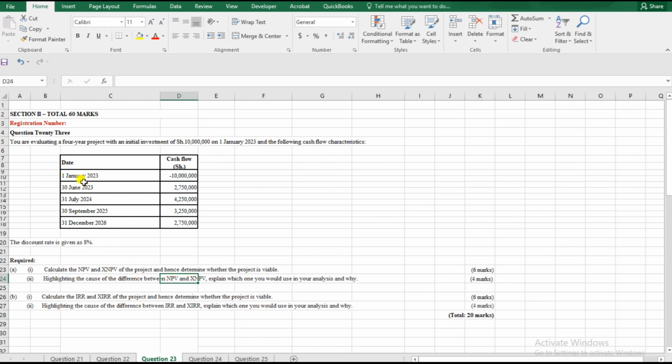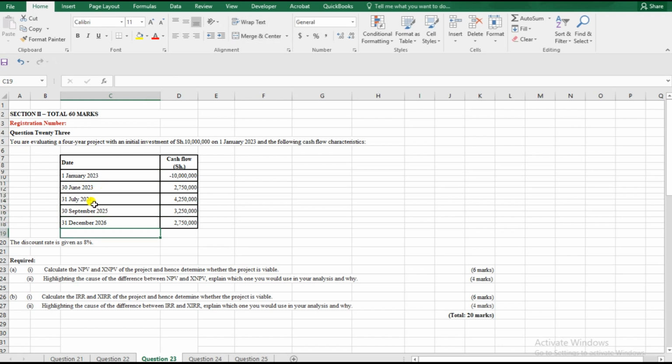We were told in question 23 that you are evaluating a 4-year project with an initial investment of 10 million on 1st January 2023, and the following cash flow characteristics. So these are what I'm given as our cash flow characteristics. I'm having, of course, our period, and we do have our cash flow. This is the initial outlay. That's why you're having a negative, right? So basically, this is the data that you are given here.